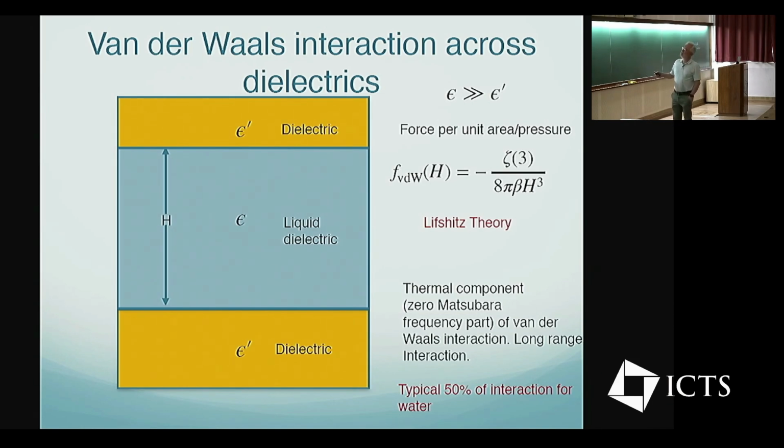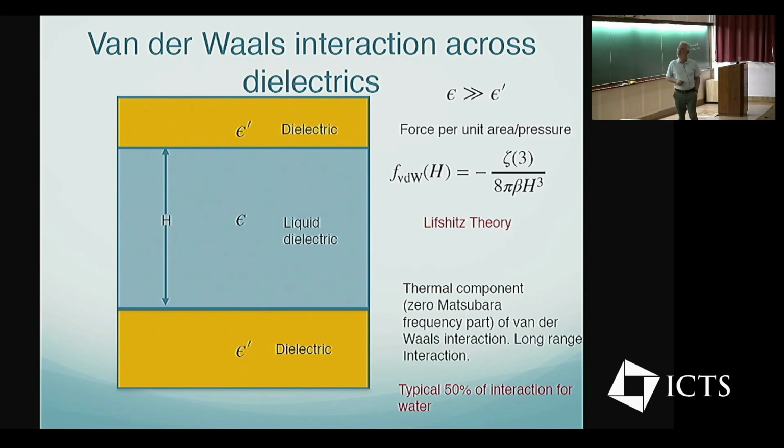Actually, there are lots of dipoles, so there's some interference. If you look at this limit, I'm interested in the limit where the dielectric constant of the liquid is much larger than the dielectric constant of the material which is around it, so the mica or the glass. Typically, there's a factor of something like 80 to 40 between these things.